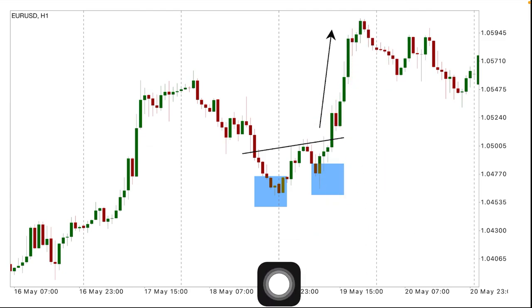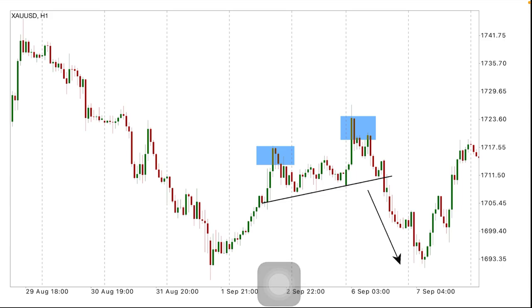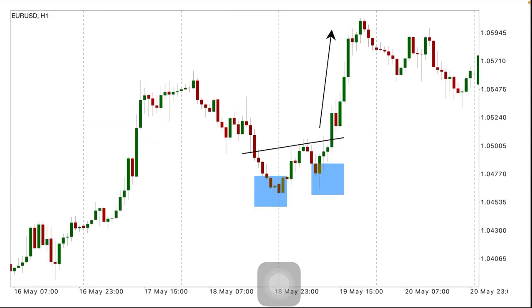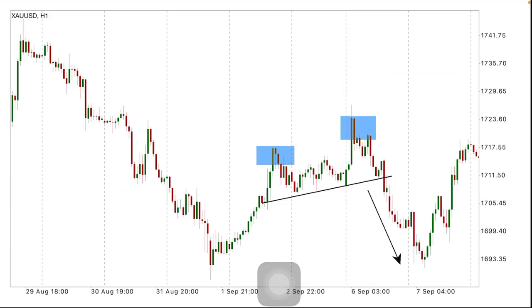Now, another example here. These examples are on Euro USD. Now this example is on gold. Gold made a double top, a previous day high here. It comes here, so makes another day's high, and now breaks the neck and continues to sell, and continues to sell.